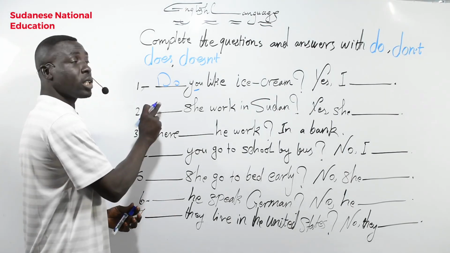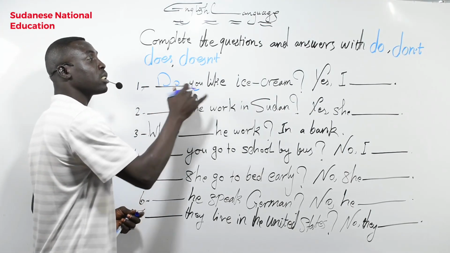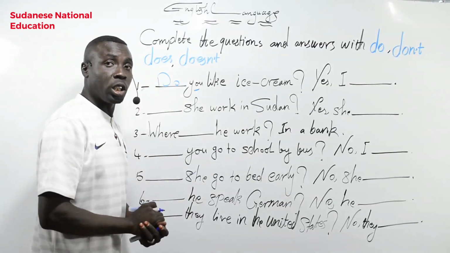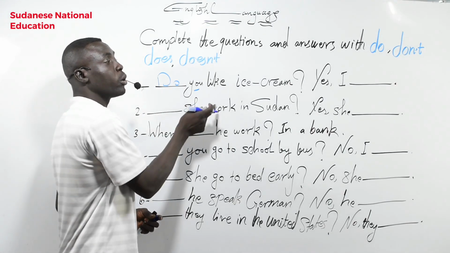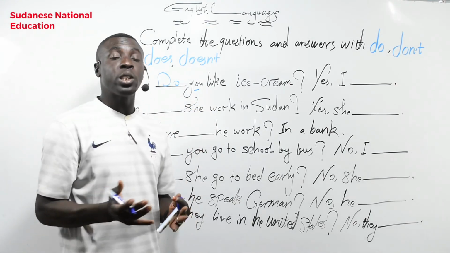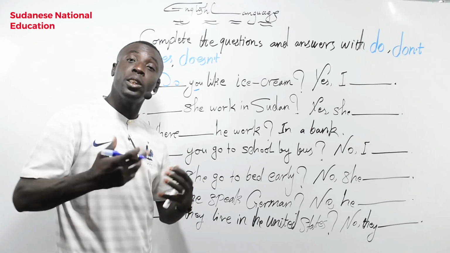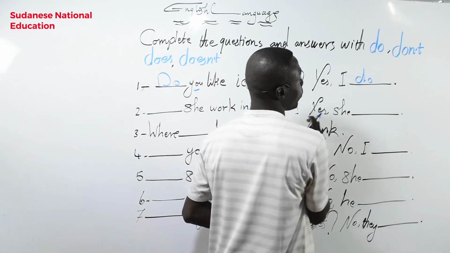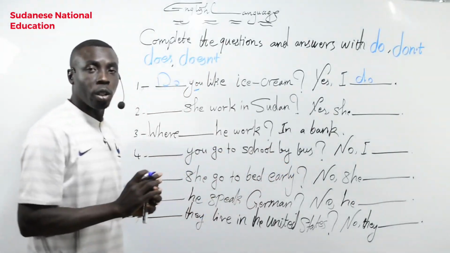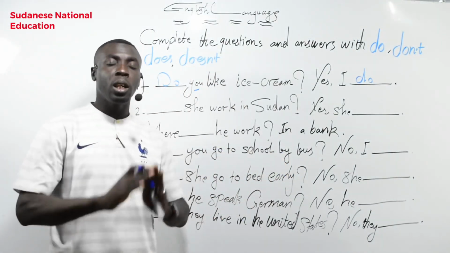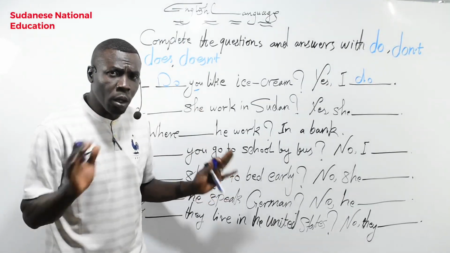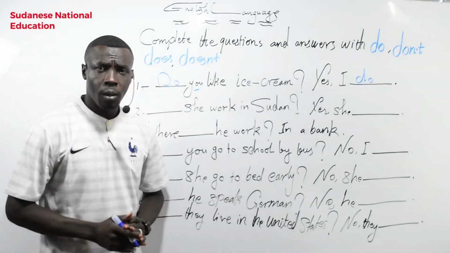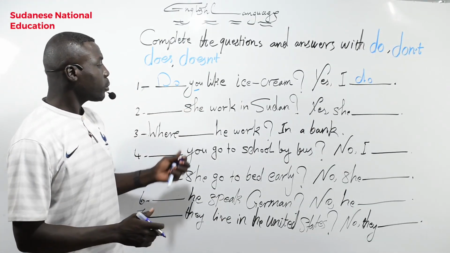When our question starts with do, the answer is usually also using do. Do you like ice cream? If you like ice cream, you can say, yes, I do. If you don't like ice cream, you can say, no, I don't.